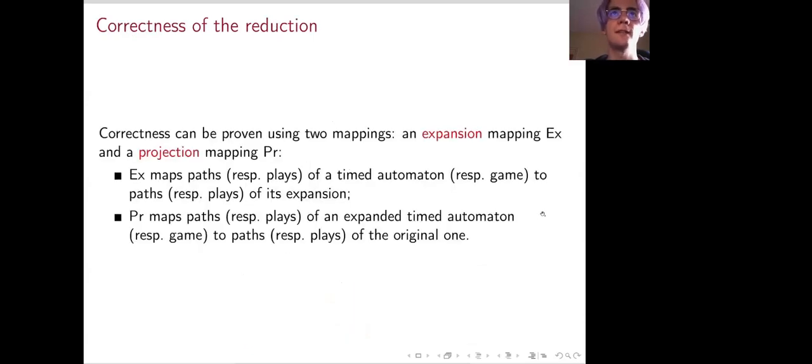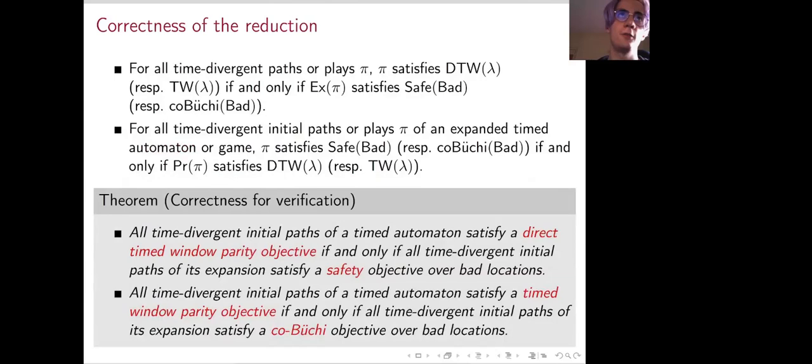To prove its correctness, we can use two mappings, an expansion mapping and a projection mapping, where the expansion mapping will map paths or plays of a timed game or timed automaton to those of its expansion, and the projection mapping works in the other direction and takes the paths or plays of an expanded timed automaton or game and yields paths or plays of the original timed automaton and game. We can construct these two mappings so that they behave well with regard to our objective.